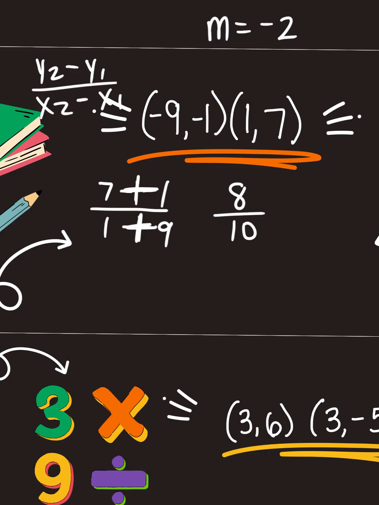All right, so 8 over 10 does not turn into a whole number. However, you can simplify it. What are they both divisible by? 2. What's 8 divided by 2? 4. What's 10 divided by 2? 5.